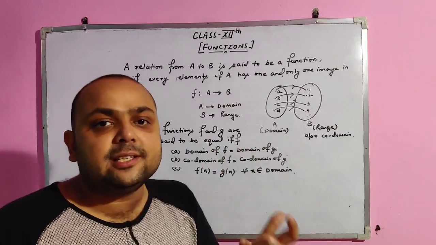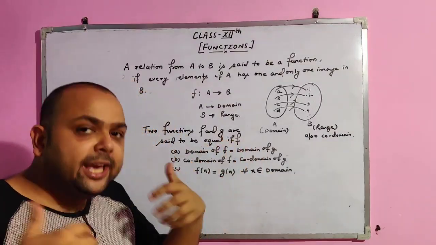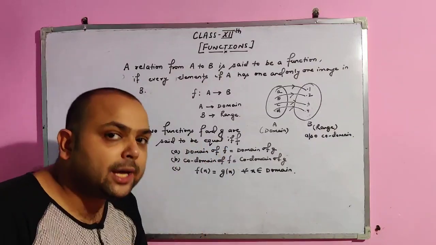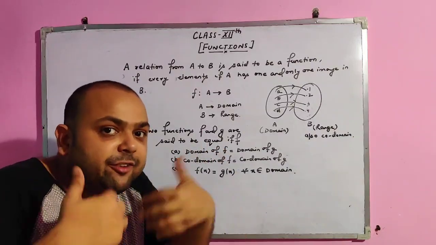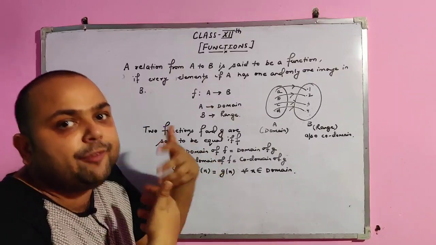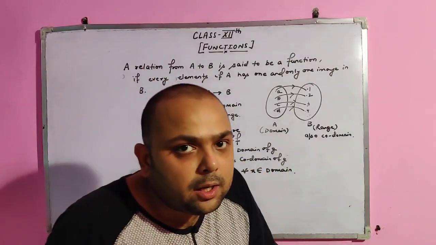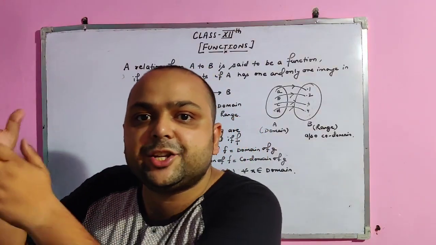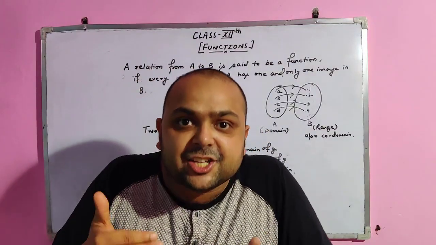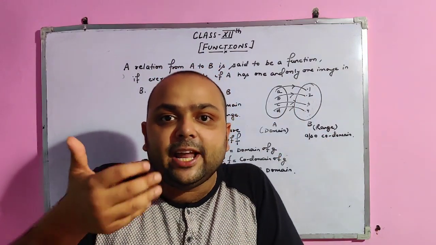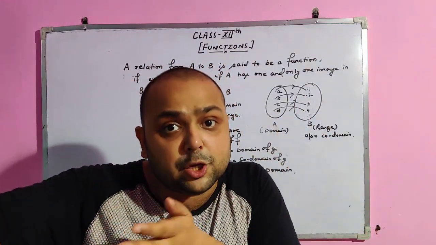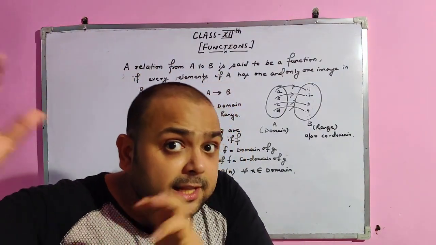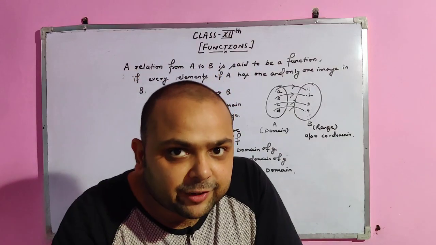Now any two functions f and g are equal if the domain of both are equal, the codomain of both are equal, and the values we get after substituting the value of x are equal. So in short, a relation is a subset of the Cartesian product, and any relation is called a function if for every element of A there is one and only one image in B.